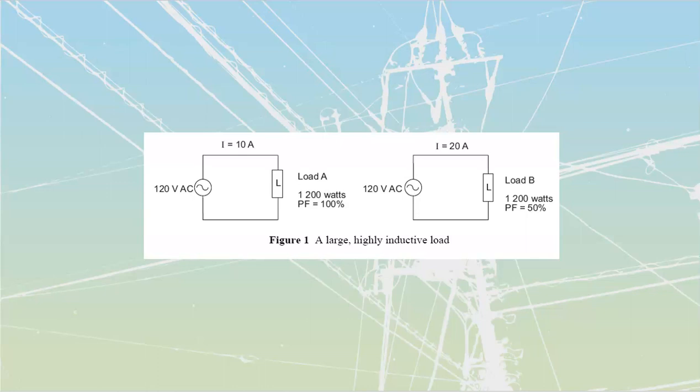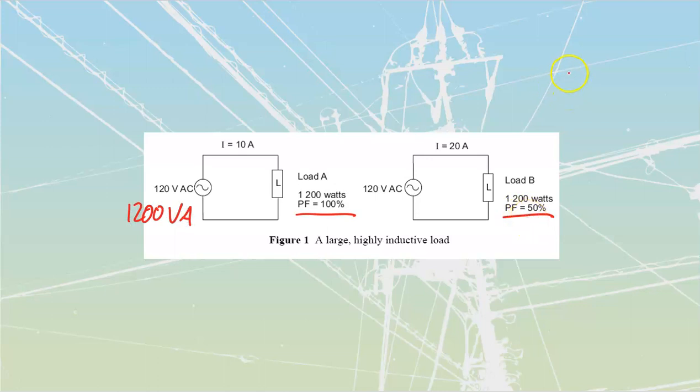Over here, they're showing us two identical loads. One of these is going to be a 1200 watt load. This is the actual physical work. The other one's going to be 1200 watts too. But the big difference between these two is going to be the power factor that we have. This one here's got 100% power factor, which means that my VA is going to be equal to my watts. So I've got 1200 watts. That is going to be my total VA, 1200 VA.